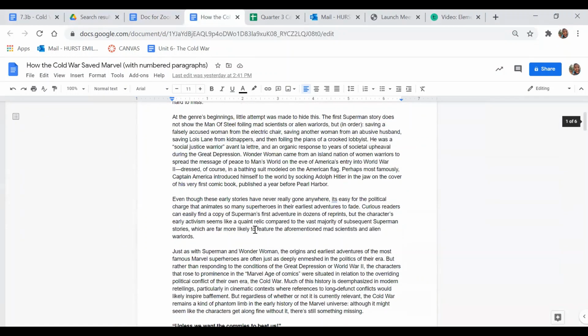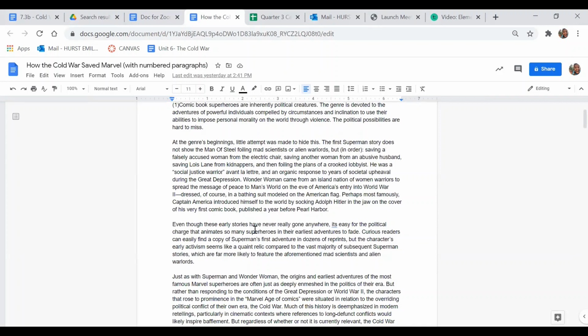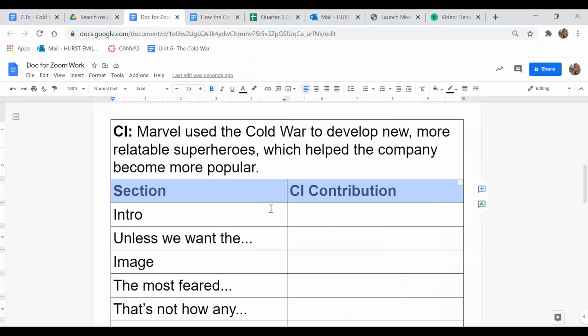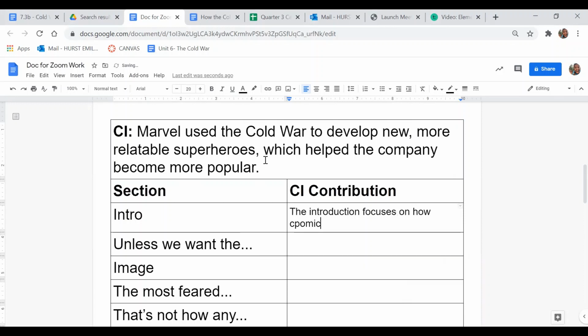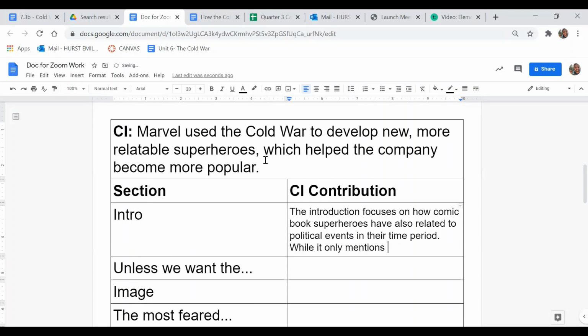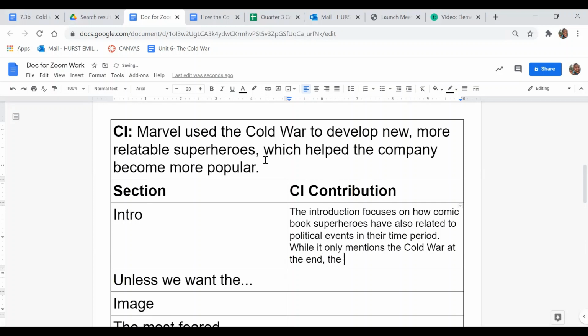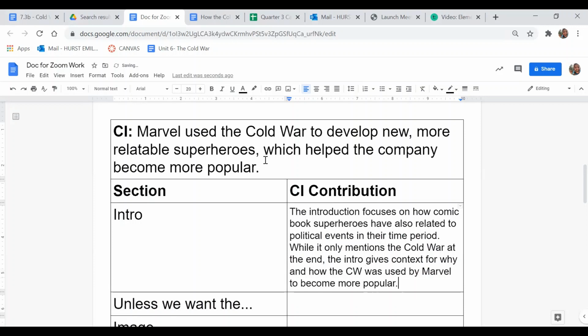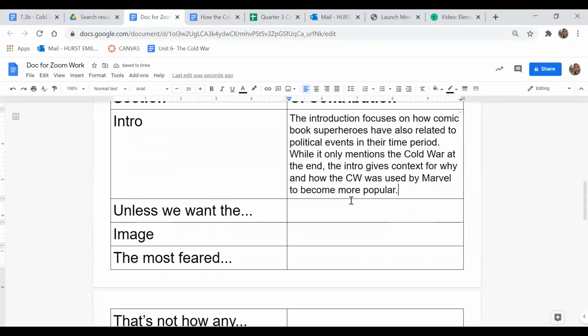So if I look back at the intro, it is really giving examples of the political side of the superheroes. It doesn't specifically talk about the Cold War, but it talks about politics and world events in general. So the introduction focuses on how comic book superheroes have also related to political events in their time period. While it only mentions the Cold War a little bit, the intro gives context for why and how the Cold War was used by Marvel to become more popular, right? So it just gives you the background info, which is pretty typical for an introduction, to give you that background and that context.